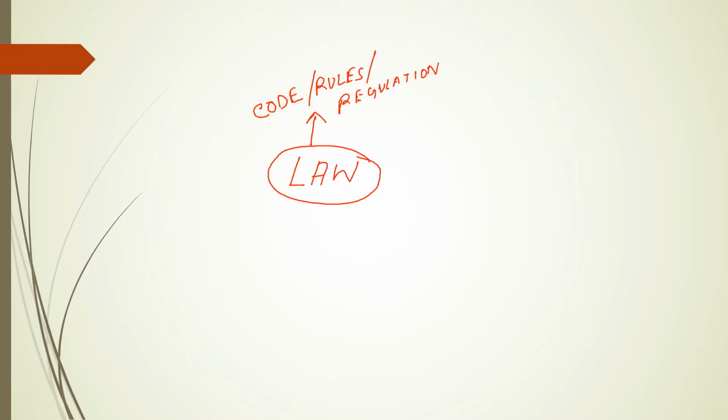Now we are going to interpret what we mean by law. What is law actually? If you hear the word law, what comes to your mind? It may be a code. What do you mean by code? Rules or regulation. Secondly, law with punishment or without punishment. If you violate the law, punishment will be there. If you don't violate the law, no punishment will be there. That is also one of the interpretations.